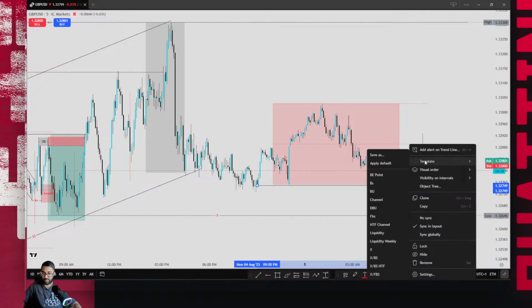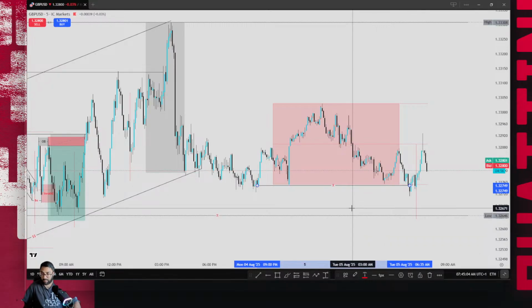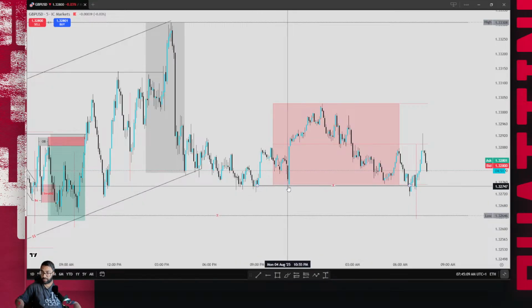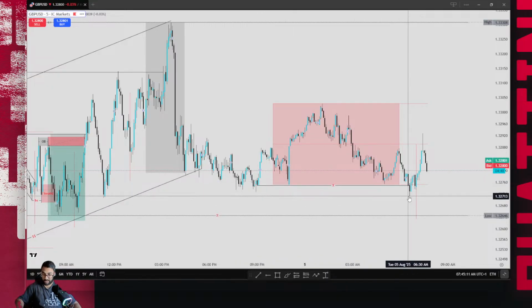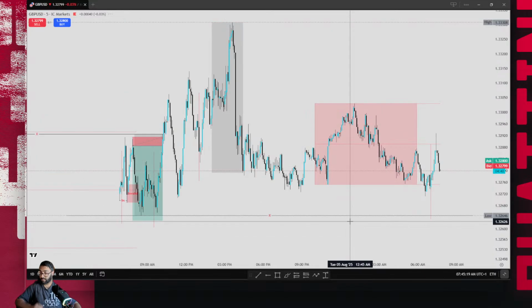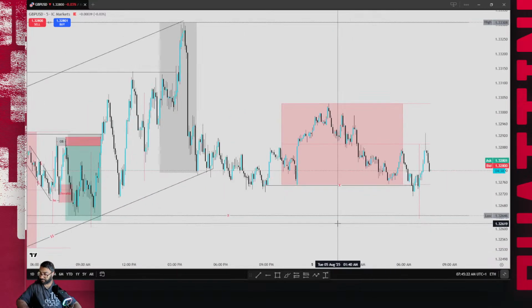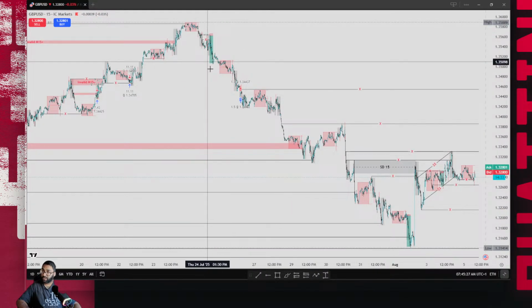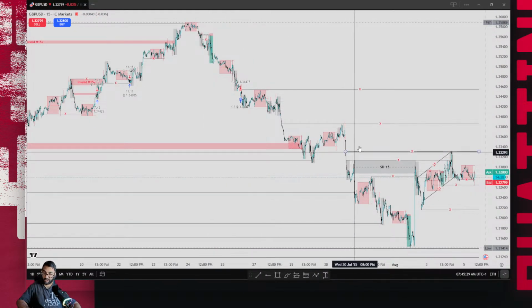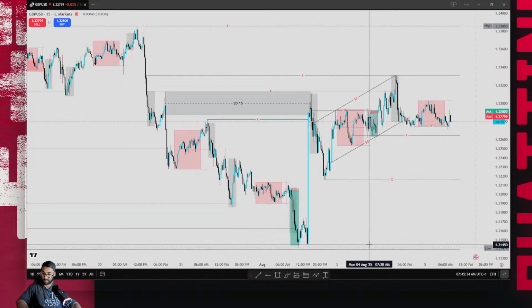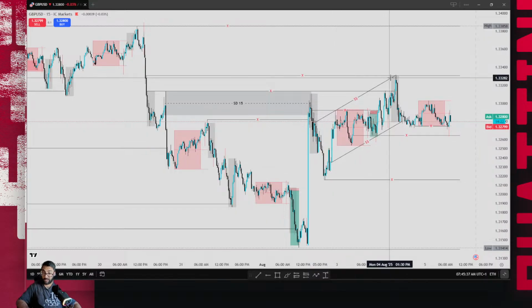Actually, just a bit more clearer on GU, where you've got loads of relatively equal lows, one low there, one low there, one low there, one low there. This is a better example. Lower high, lower low, lower high, lower low, lower high, lower low, then higher high, higher low, higher high, higher low.